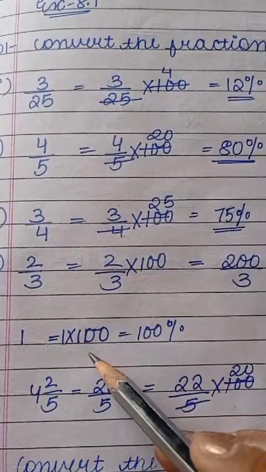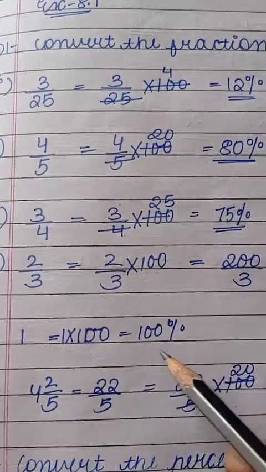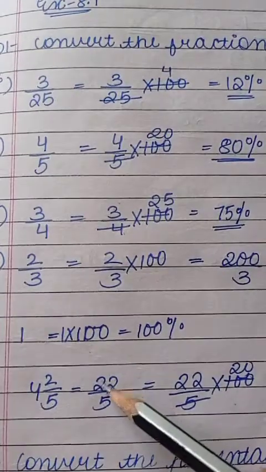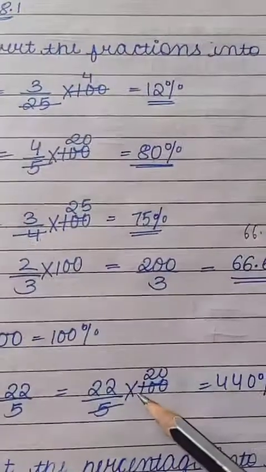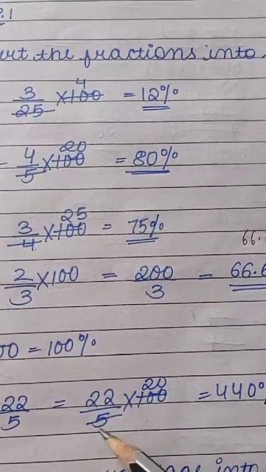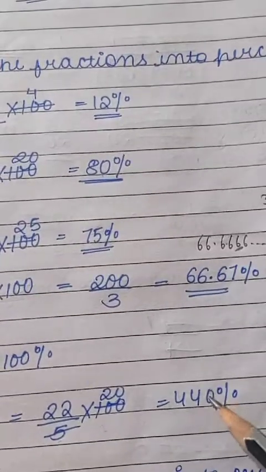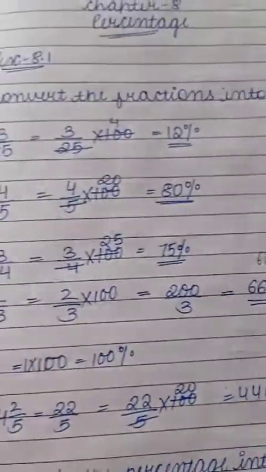Next is change 1 to percent. That can be done by multiplying it with 100. 100% is the answer. 4 2 by 5. 5 4s are 20. 20 plus 2 is 22 by 5. Multiply by 100. 5 can cancel 100 by the table of 20. So you will get 440%. This completes your first question.